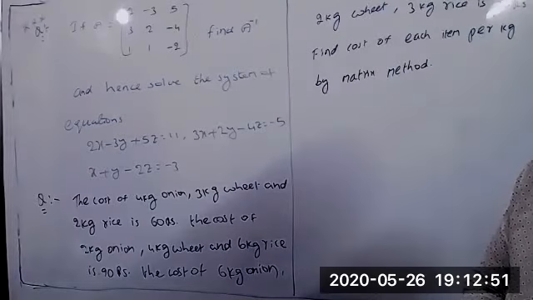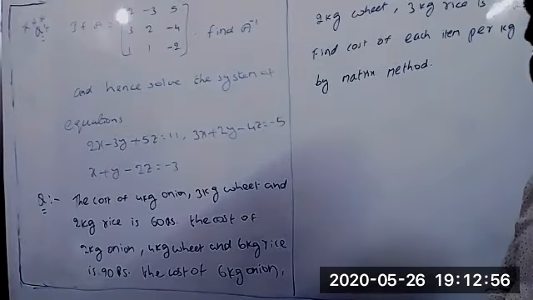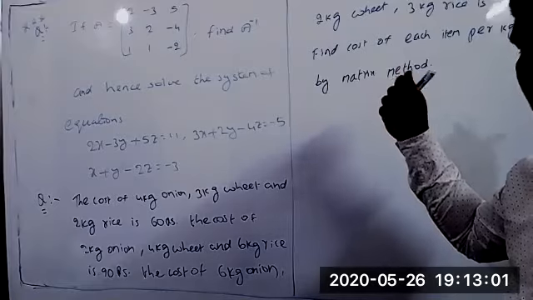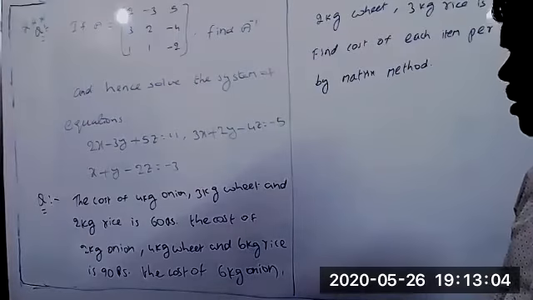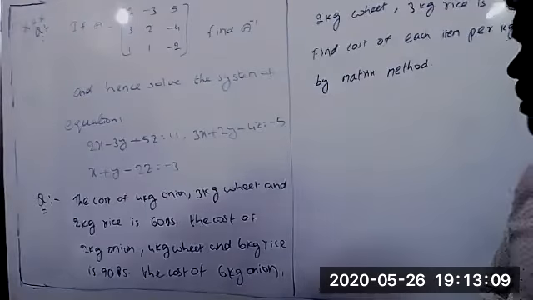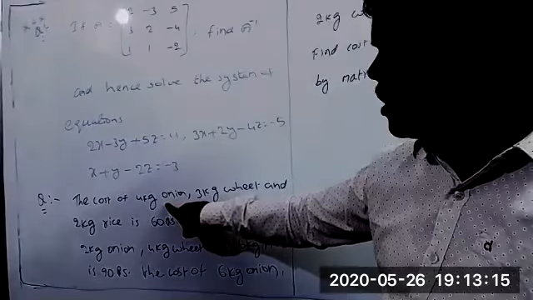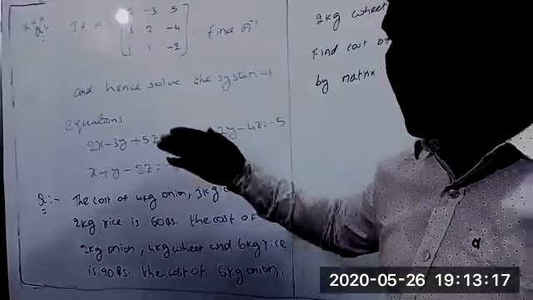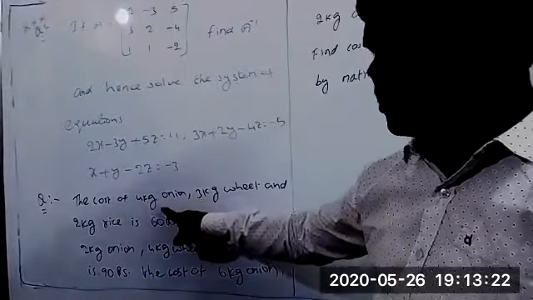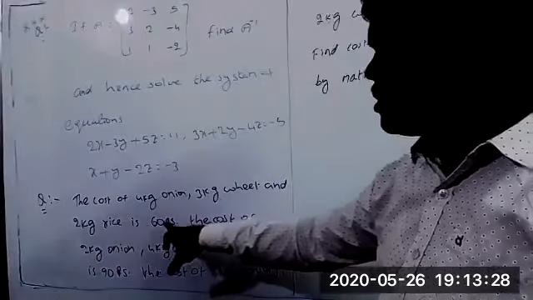So what will be here? First you can take the cost of onion per kg equal to x rupees. The cost of wheat equal to y rupees. The cost of rice equal to z rupees. Now you can form the system of equations. So how to form that? What is the first equation? Tell me. 4 kg onion. That means the cost of onion per kg is x rupees. The total cost is the number of kgs times the cost per kg, so 4x plus 3y plus 2z equal to 60 rupees, because total cost equals 60 rupees.